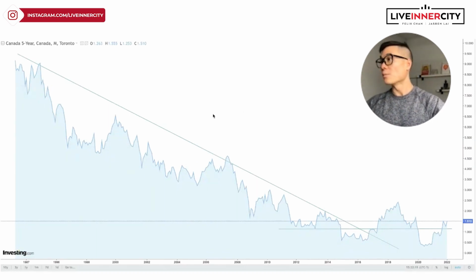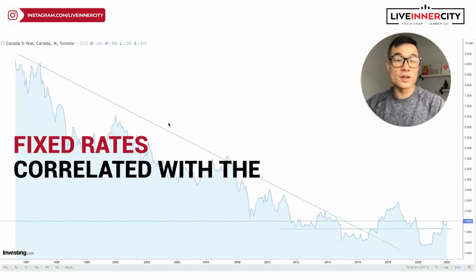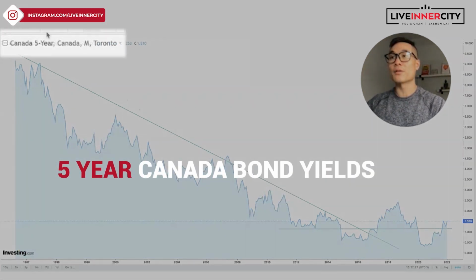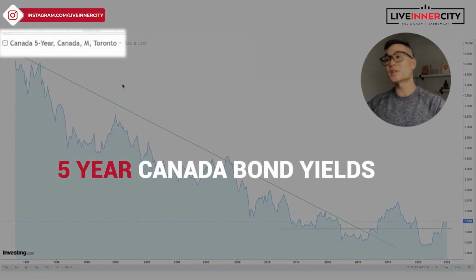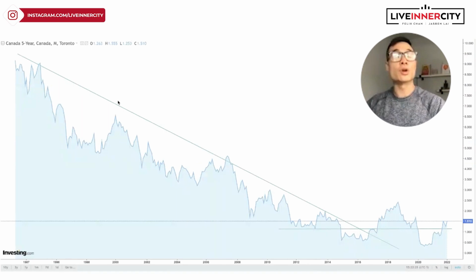Okay, now the fixed rates are correlated with the Government of Canada bond yields. So here I have a graph of the 5-year bond yields. This gives us an indication of where the 5-year fixed rate is going. If you want to know where the 3-year fixed rate is going, then you look at the 3-year Government of Canada bond yields. Now this is a monthly chart that I've pulled up here.